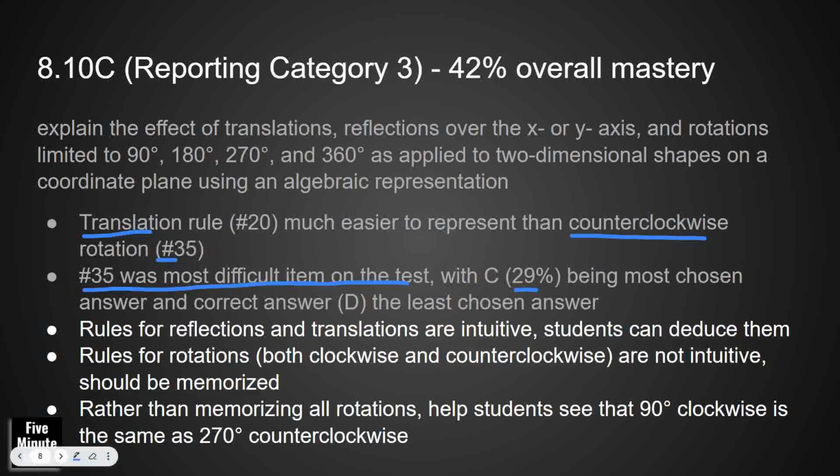So when we're thinking about reflections, when we're thinking about translations, they are intuitive. We don't need to worry so much about memorizing them because we can work them out. Rotations aren't necessarily intuitive, so they should be memorized, and I just kind of walked through that on the previous slide. And remember that 90 degrees clockwise is the same as 270 degrees counterclockwise. So the second they see a 270, they need to flip that into a 90 degrees of the other type.